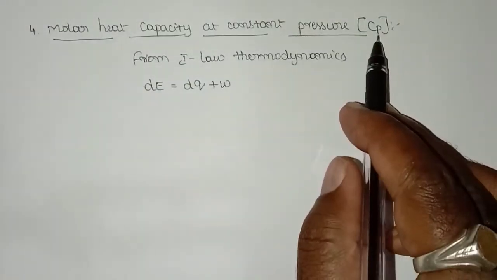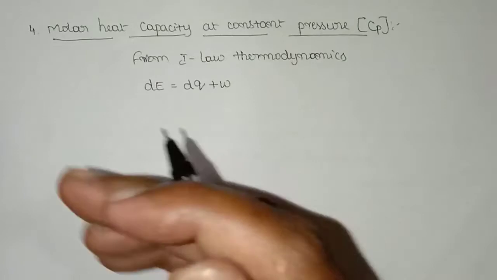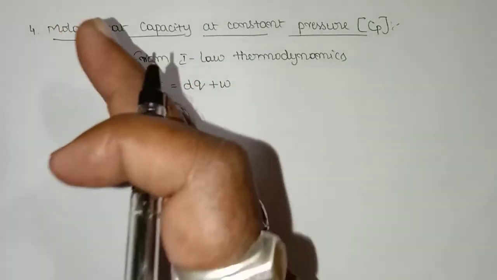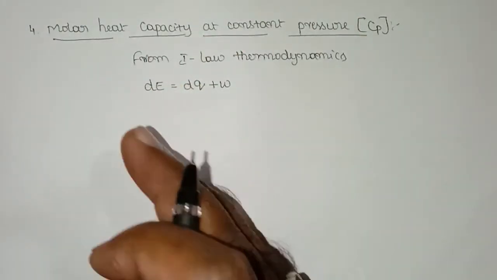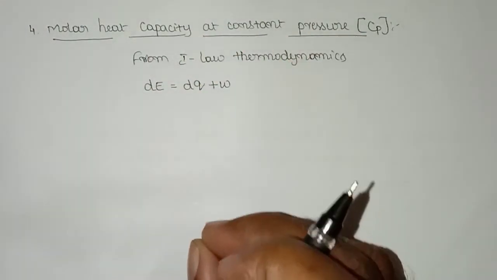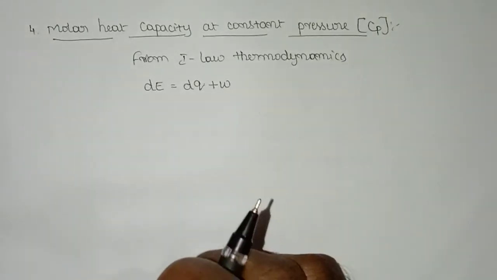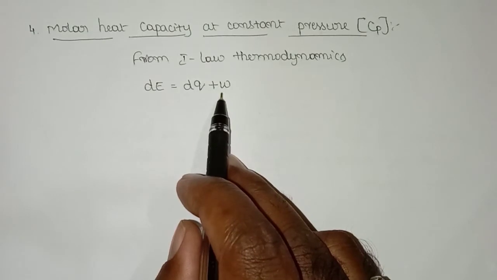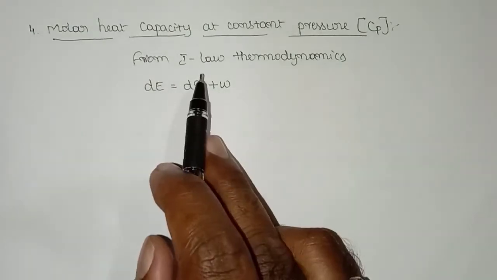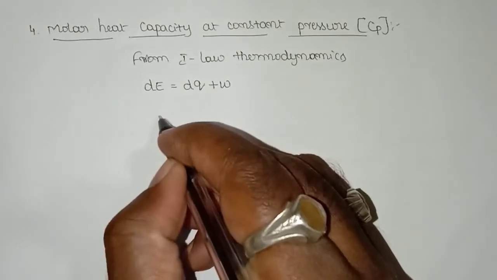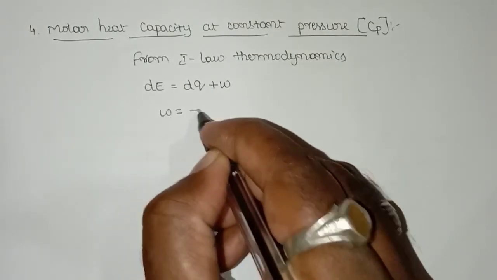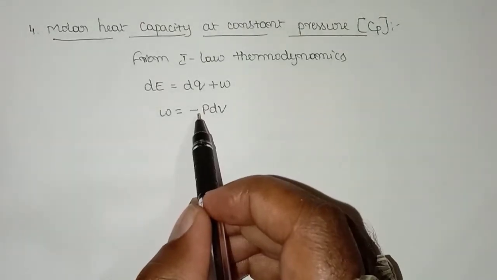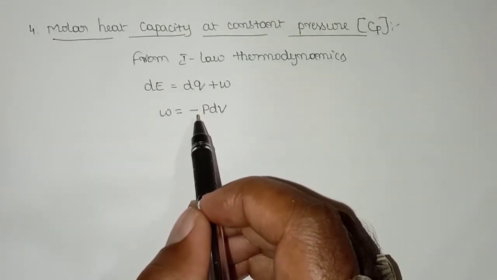But here we are maintaining constant pressure, so there will be an expansion of the gaseous material. That means if you consider an increase in the volume, when volume is changing, obviously we say work is done by the system on the surroundings. So the term W, that is work done, will be taken as work done by the system, and by convention W will be taken as minus P into dV. The negative sign indicates work is done by the system.